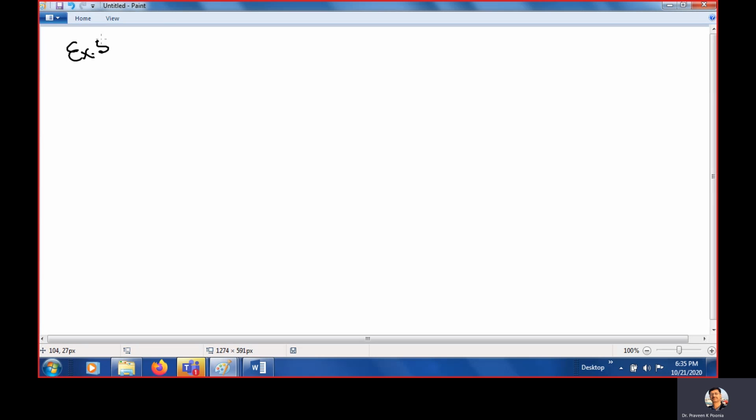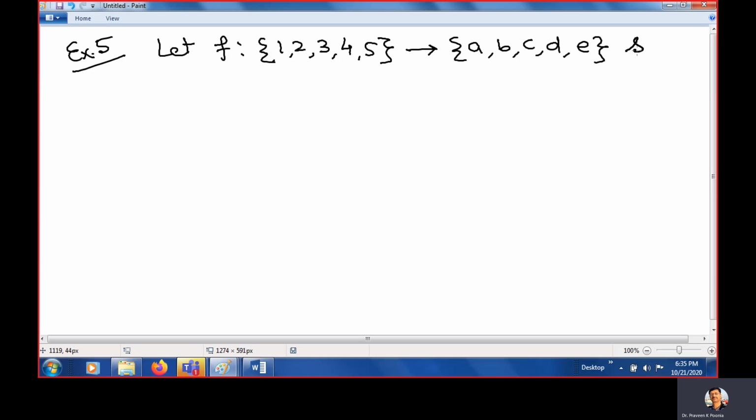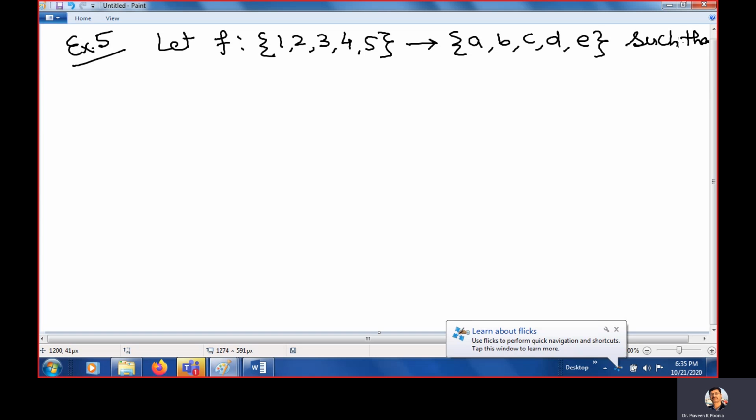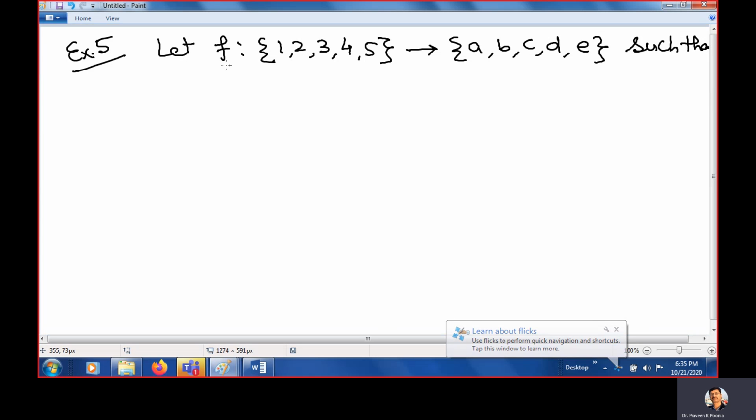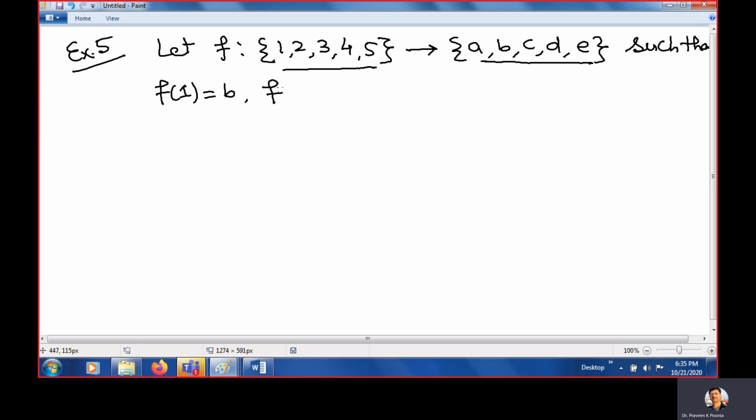Example number 5. Clear? Let F be a function from 1, 2, 3, 4, 5 to A, B, C, D, E. How is the function defined? It is written that F is a function from this set, this is the domain set, and this is the codomain set. Clear? How is it connected? F1 equals B. This type of question is given in the exam. F4 is equal to A. F3 equals C. F2 equals A. And F5 equals E.